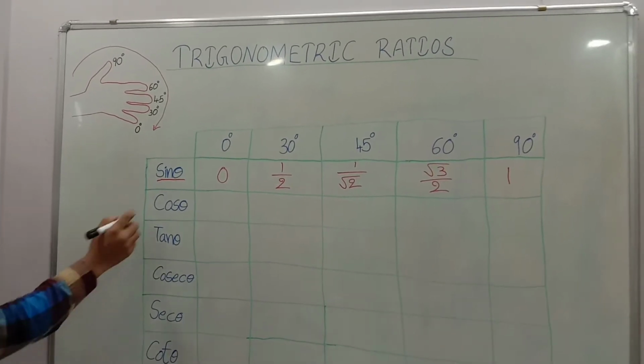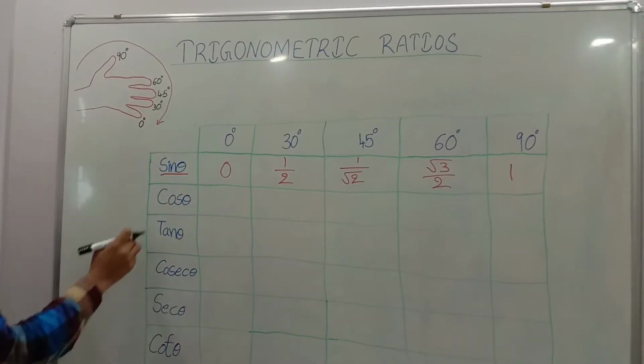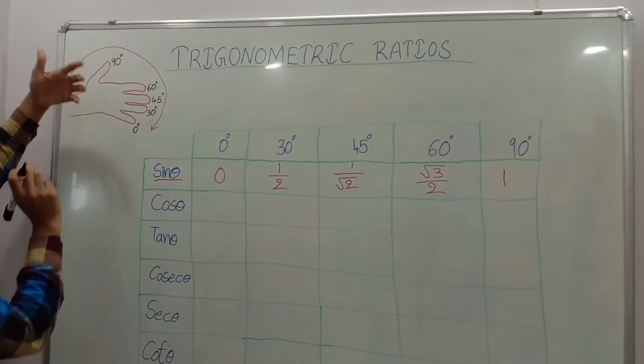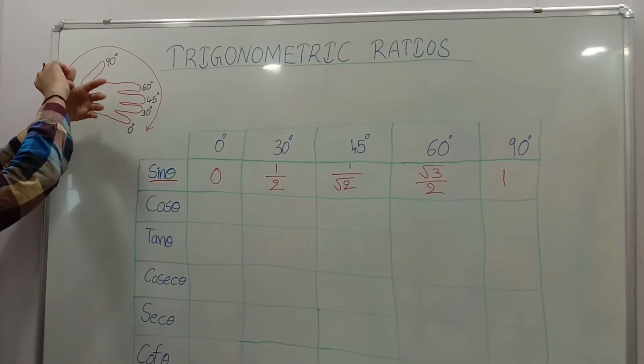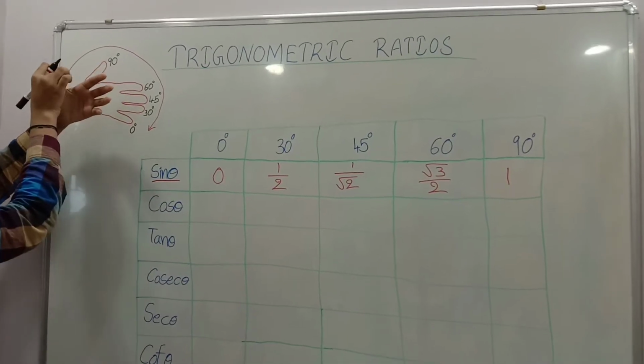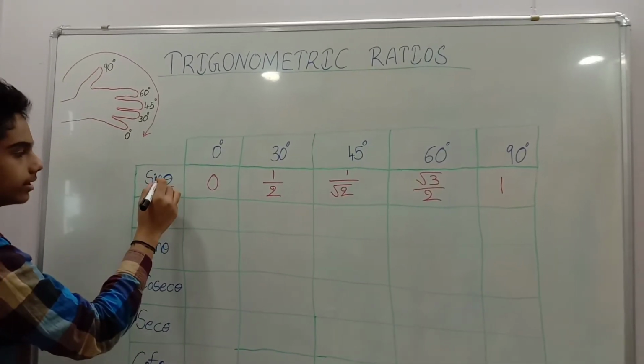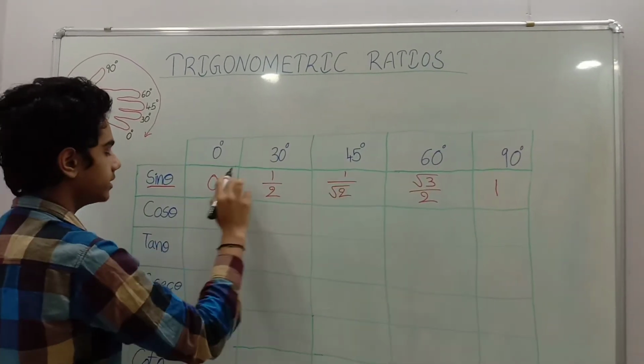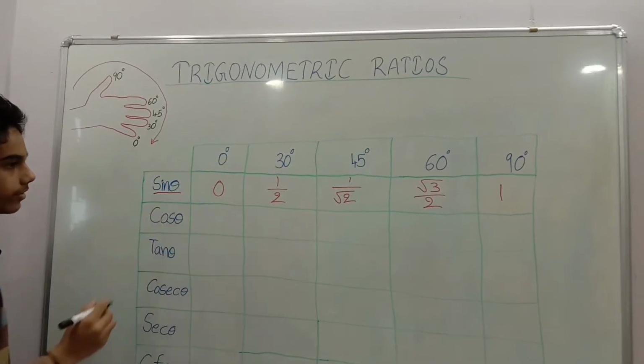Now let's write cos values. There are two ways to write cos values. The first way is, for sin we counted from thumb to little finger, and for cos we should count from little finger to thumb finger. The other way is, we got the sin values. If we reverse these values and write, those are cos values.